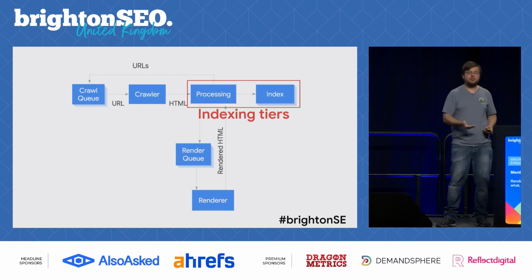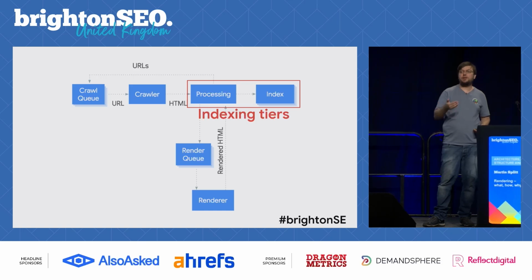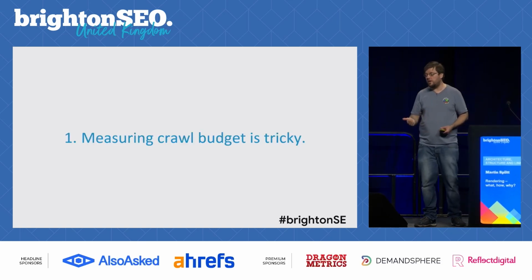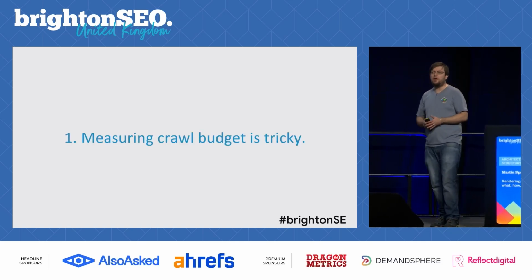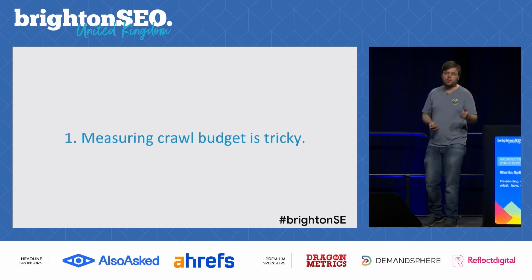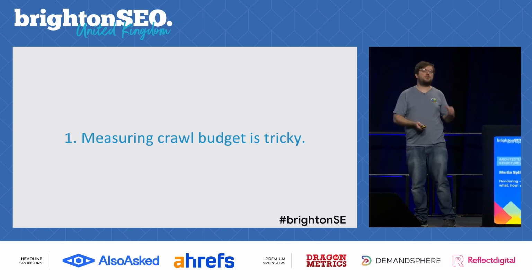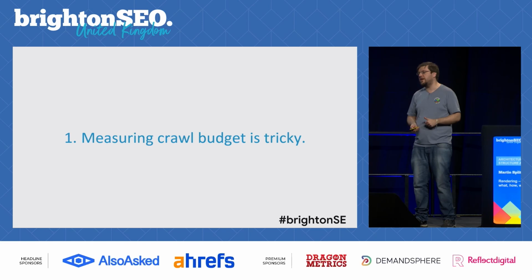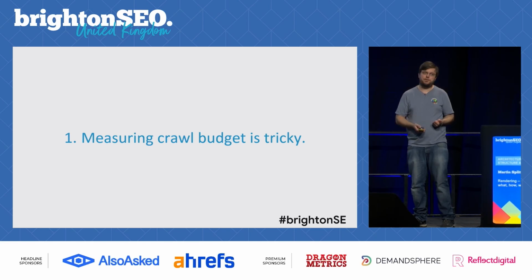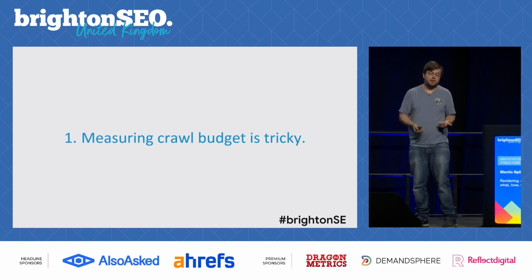So there are a few challenges here that make this trickier for you, and I understand that. Number one is that measuring crawl budget is tricky. It's not easy to predict when something will get crawled again. So if you make a change, it might take a while for us to actually pick up that change, no matter if there's JavaScript involved or not, just because crawl budget is an issue.